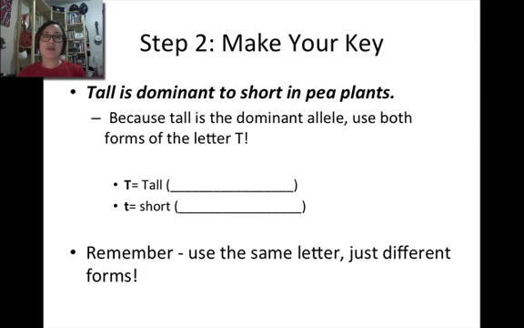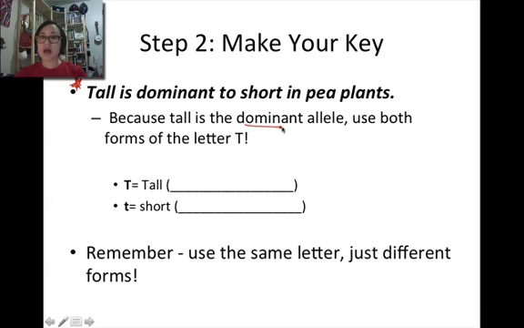All right, now that we've hammered out our problem, the next thing that we want to do is make our key. In order to make our key, we have to figure out what letters we want to use and what letters stand for dominant traits and what letters stand for a recessive form of the trait. So here it says tall is dominant to short in pea plants. We figured this out by hammering out the question in step number 1.